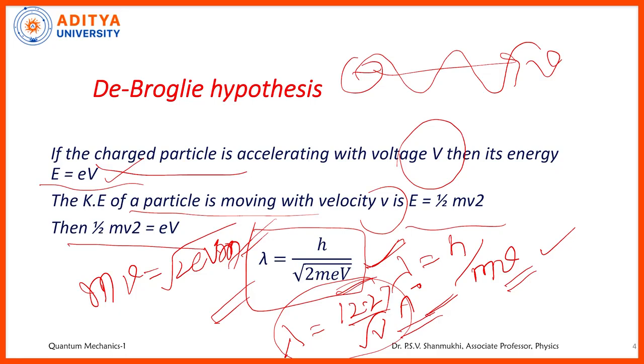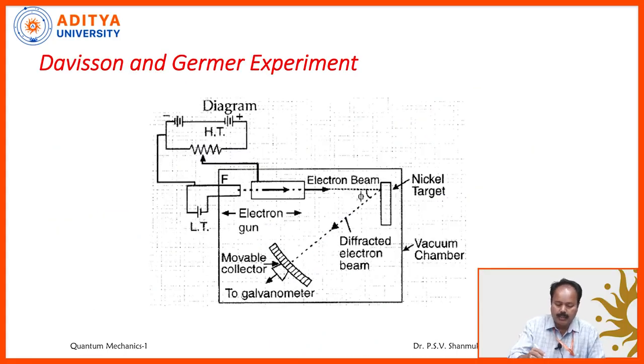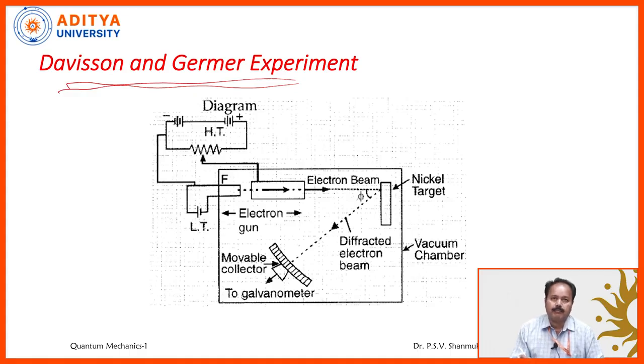Generally, how do we prove this one? The existence of matter waves has been proved by one experiment or several experiments. Out of them, there is one experimental proof given by Davisson and Germer. It is called the Davisson-Germer experiment. By using this experiment, we can prove the existence of matter waves or the electron waves, whatever it may be.